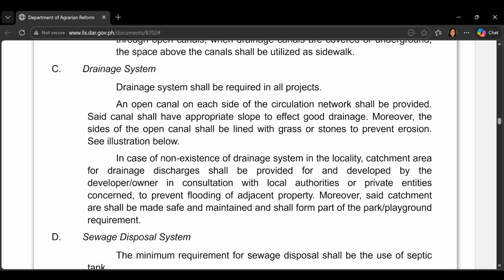See illustration below. In case of non-existence of a drainage system in the locality, a catchment area for drainage discharges shall be provided for and developed by the developer-owner in consultation with local authorities or private entities concerned to prevent flooding of adjacent property. Moreover, said catchment shall be made safe and maintained and shall form part of the park playground requirement. Okay.